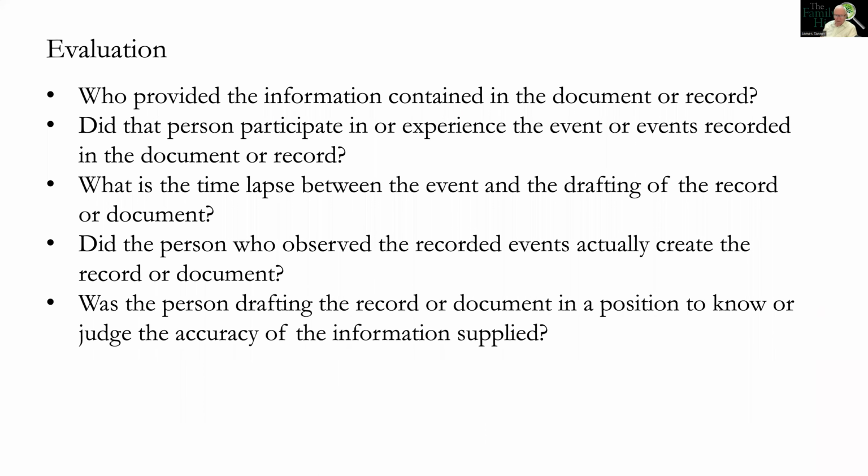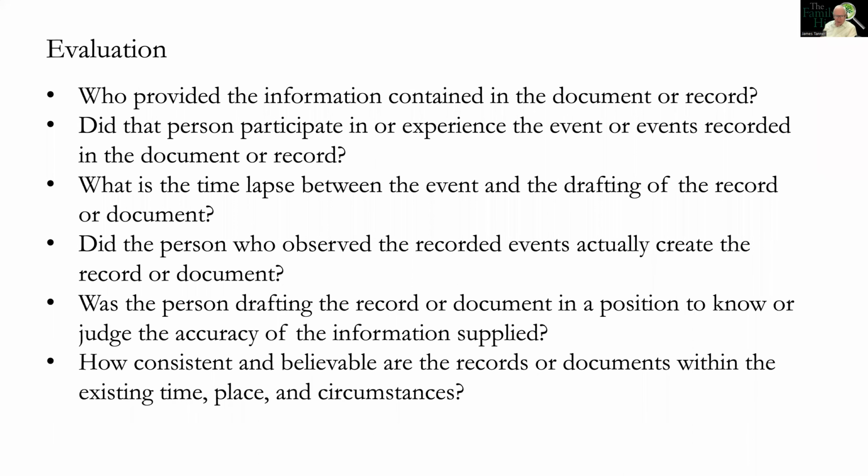Was the person drafting the record or document in a position to know or judge the accuracy? That's another one. When somebody sat down to write a document. So if you have a journal, for example, that's in the handwriting of the original person, and it's a first person journal, I did this, I did that, then you know that that person was in a position to know what was going on. But if it's a third person document that says, my great grandfather did this and my great grandfather did that, and oh, by the way, I never lived during his time and I never met him, that may not have quite the believability as that first person event.